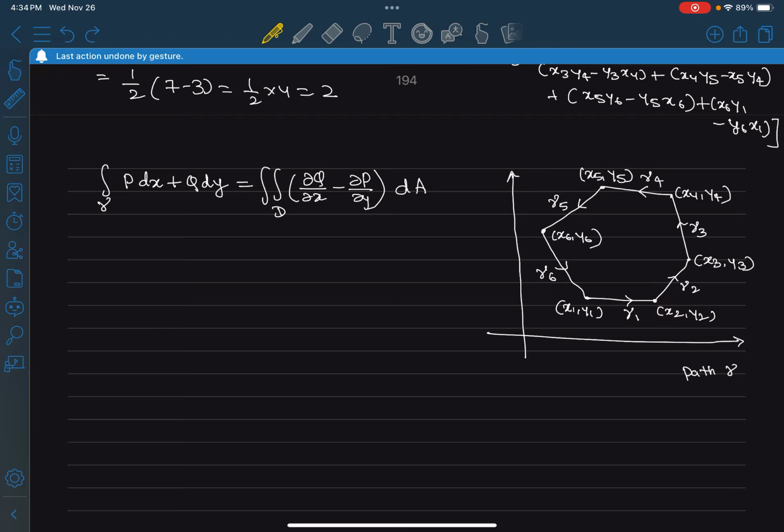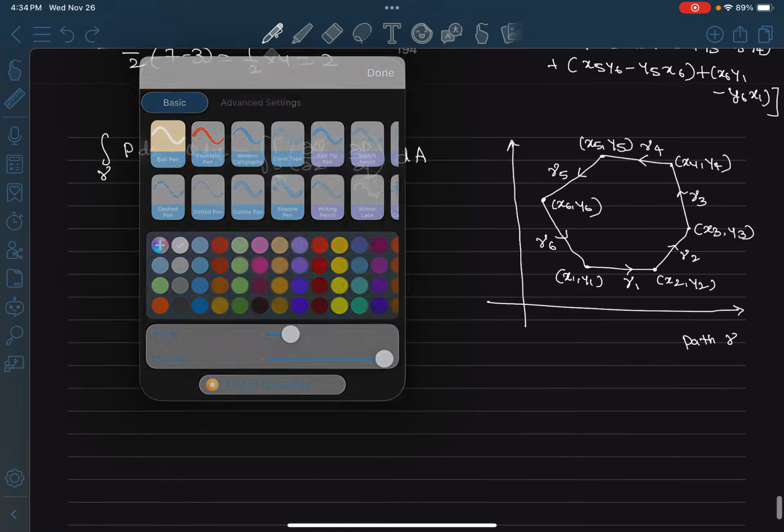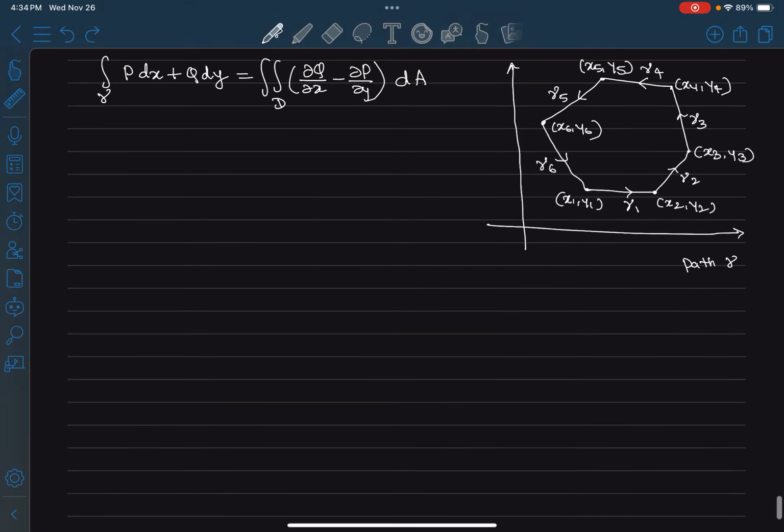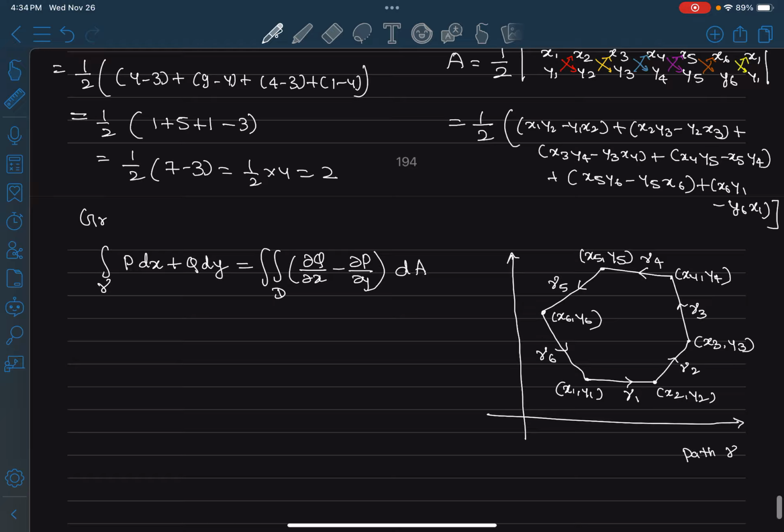So yeah, this is Green's theorem, and we will use this. We don't really need to know a lot of the intuition behind this, just this formula, Green's theorem.